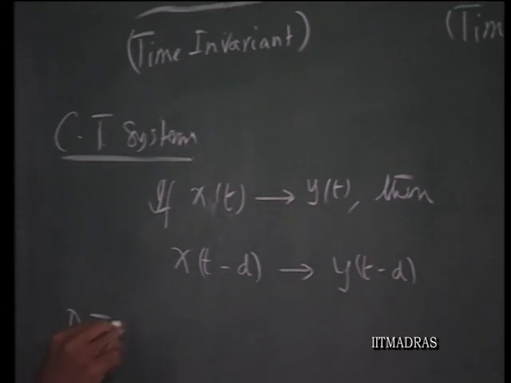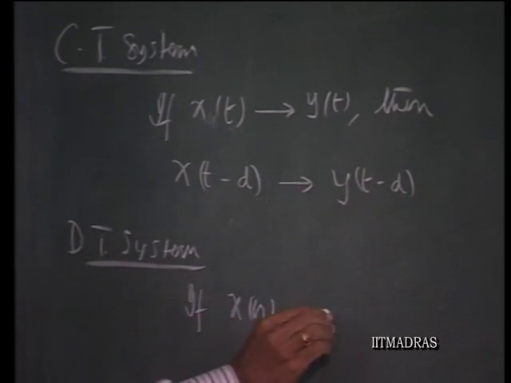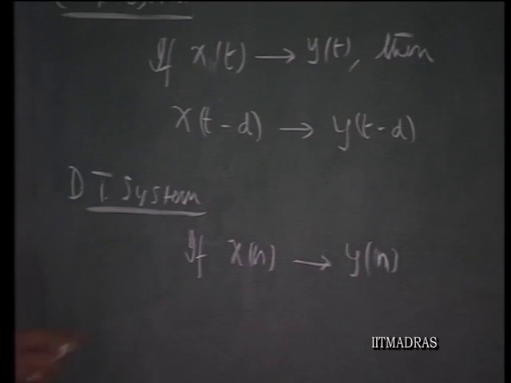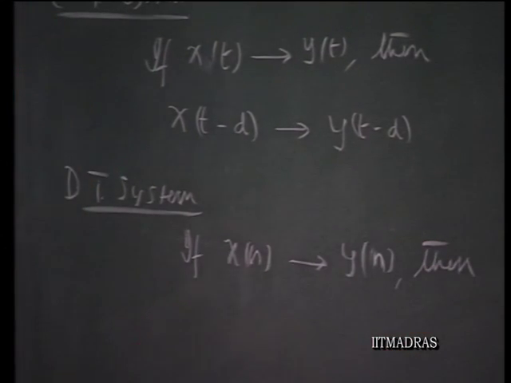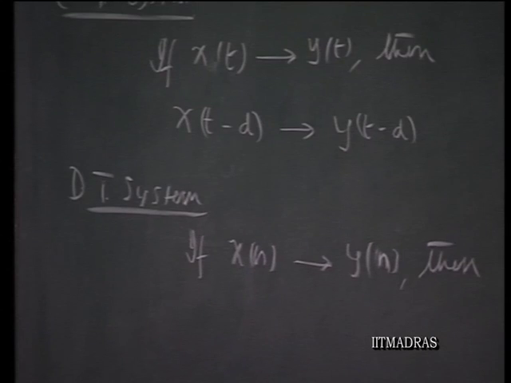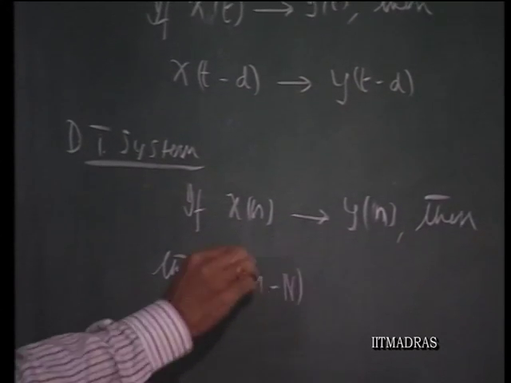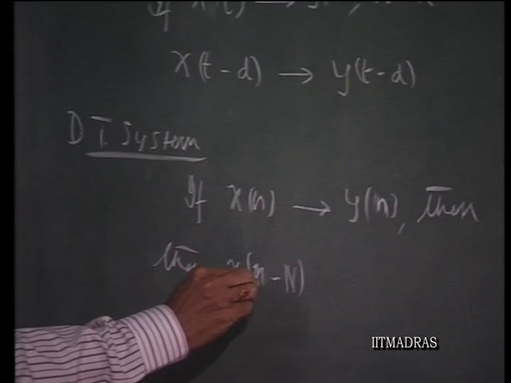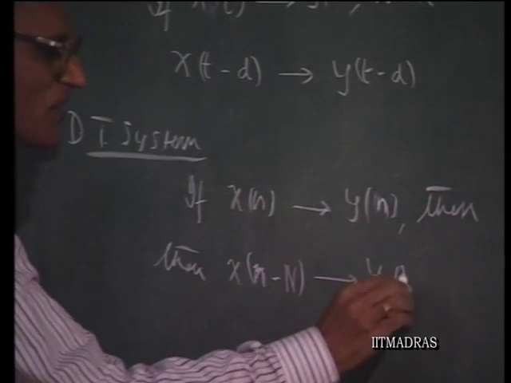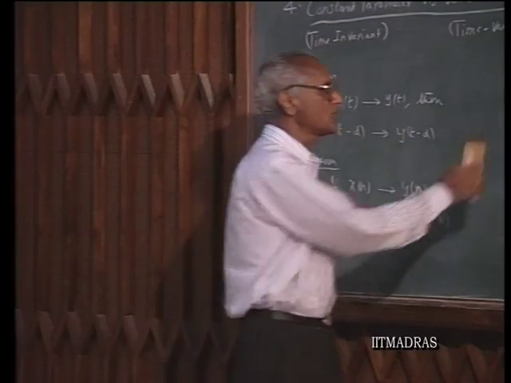For a discrete time system, if x of n gives rise to an output y of n, and if you consider another input signal which is the same as x of n but delayed by capital N instants, x of n minus capital N, where capital N is a fixed number, so whatever is occurring at n equals 1 now is occurring at n plus 1 units later, then the corresponding output will be y of n minus capital N. So that means the response will be shifted by the same amount, but the shape of the response will not be changing at all.